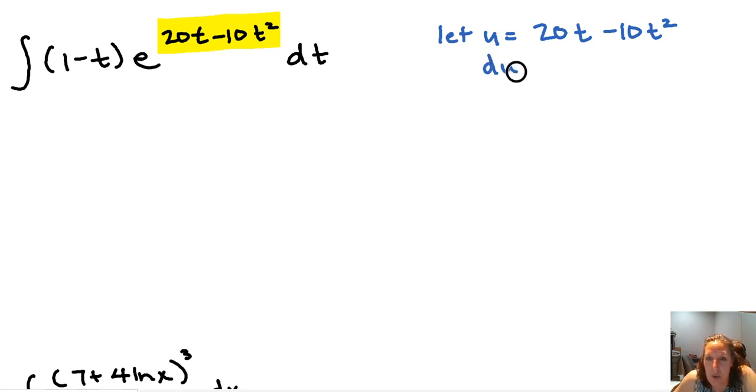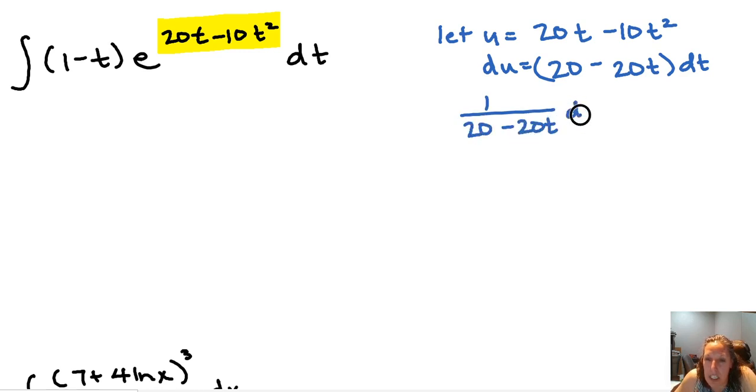So we are going to take the derivative of both sides here. The derivative of u, we're going to call it du. The derivative of that right-hand side is going to be 20 minus 20t, and that's going to be multiplied by our differential dt. And since we're substituting in, we don't have this exact quantity in our integral, so I'm going to go ahead and move that to the other side and solve this for dt. So we'll get 1 over 20 minus 20t times du equals dt.